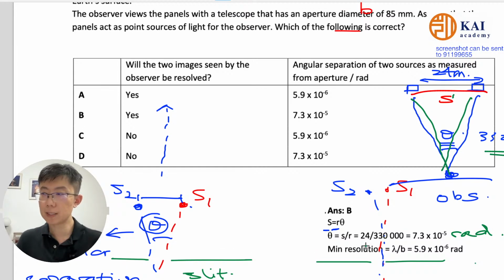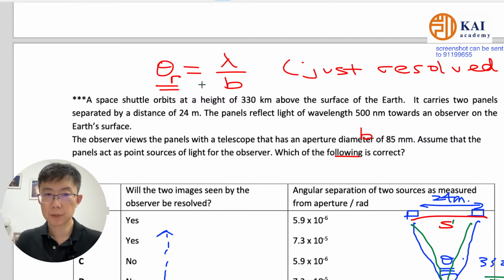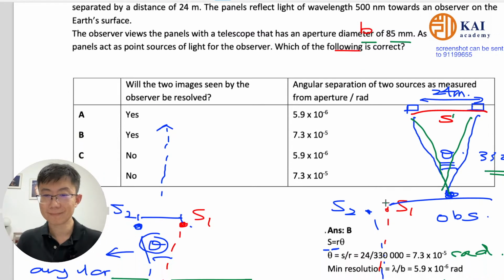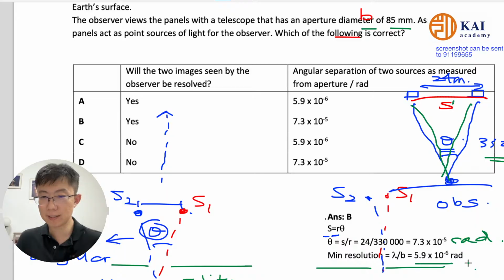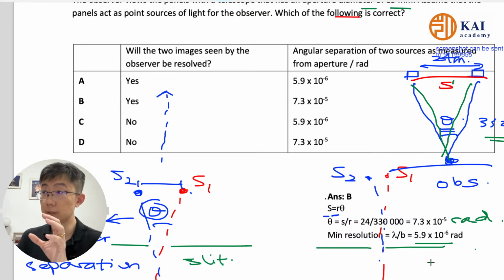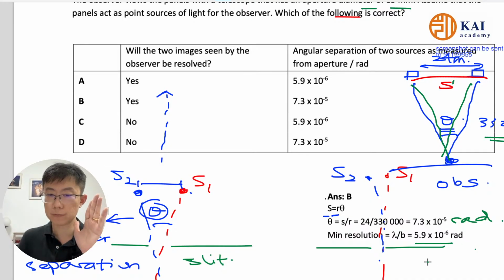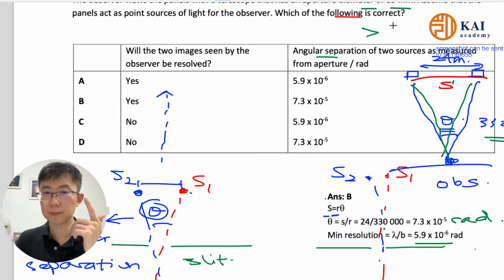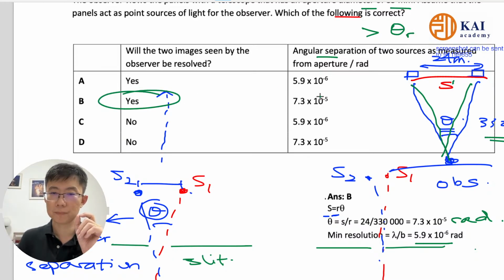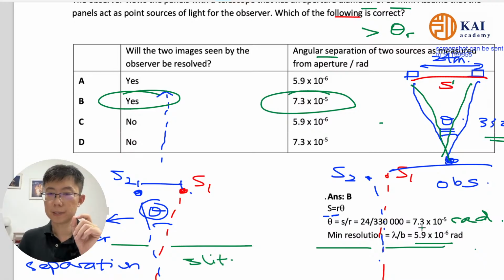Now Rayleigh's criterion gives us the important angle. We take the wavelength divided by the aperture diameter of 85 mm, and that gives us 5.9 times 10 to the minus 6 radian. 5.9 times 10 to the minus 6 radian is the critical turning point. Any angle smaller than this will no longer be resolved. Because the actual angular separation is greater than the angle given by Rayleigh's criterion, the conclusion is that it will be resolved. So the answer is B.